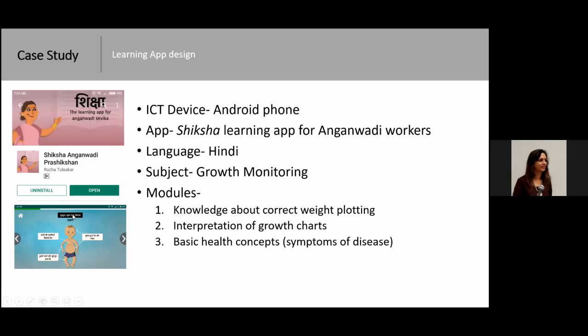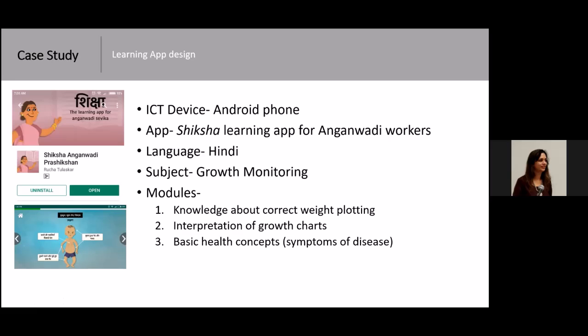And the subject which I chose was growth monitoring. Now, I just want to talk about growth monitoring very briefly. Growth monitoring is an activity they have to do every month for each child. So if there are 50 kids in their area that they have to take care of, then they have to monitor their growth, and not only monitor, not only take the weight.